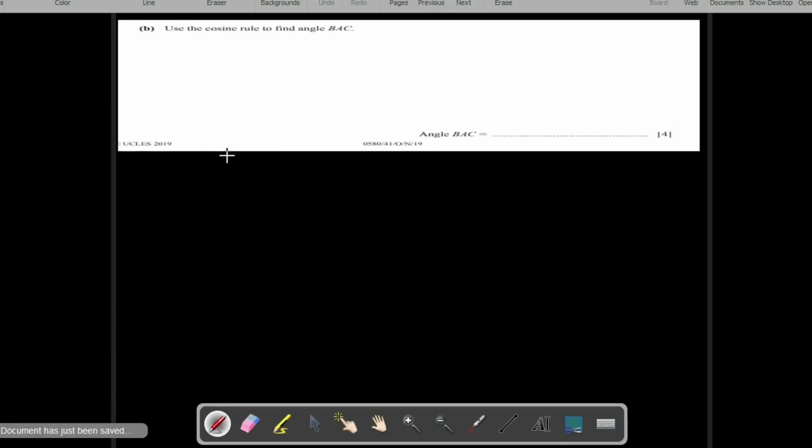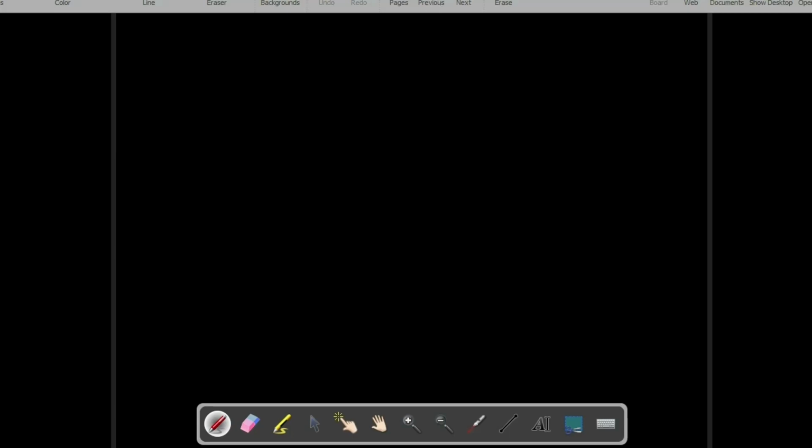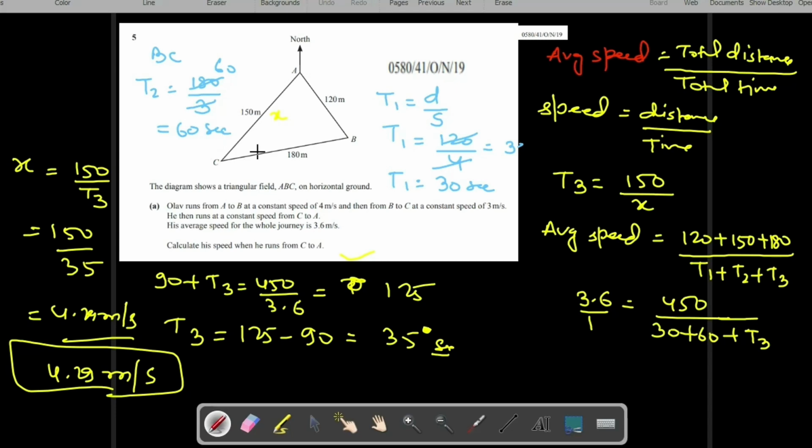Okay. Now moving to next. Now if you see, use cosine rule to identify the value or angle of BAC. So if you go back to the previous question, this is our question. BAC, that means this angle. This angle, right?